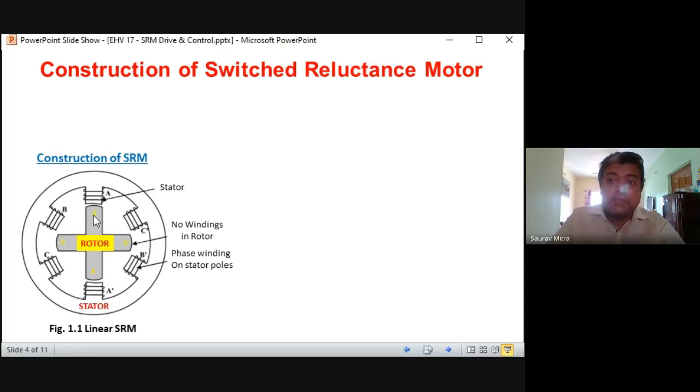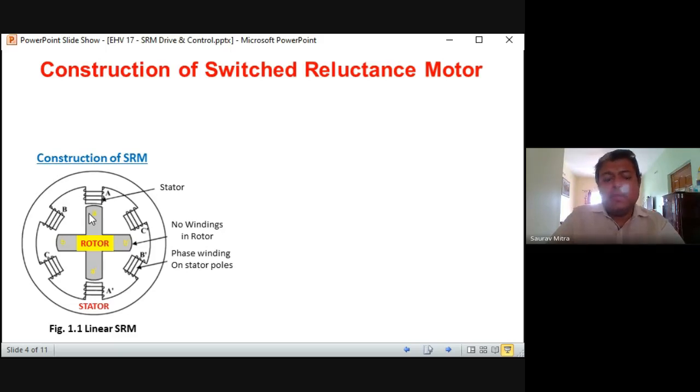In case of BLDC motor also we found that on the rotor there was a north pole and south pole embedded. In this case also you can find A, B, C and all these things written. So the rotor is not having any winding on it. Very important: no winding on the rotor, and phase winding on the stator pole. So all the electricity supply is given on the stator pole. Here we are giving the three-phase supply.